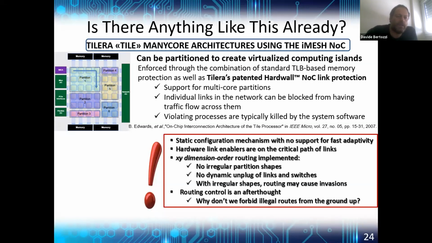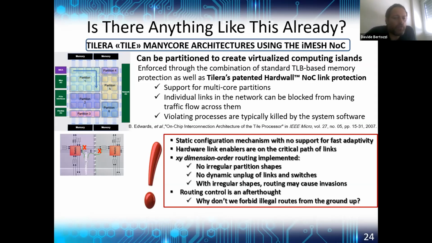Moreover, you have link controllers in order to check for link injection violations. And these link controllers, represented here in this picture, actually introduce delay over the links. You know that in networks on chip, if the switch is properly pipelined, links may turn out to be the critical path. And so we are adding stuff to the critical path, which is not good.